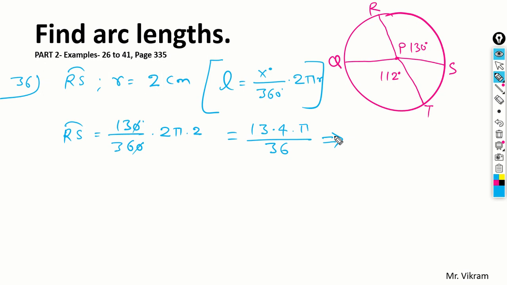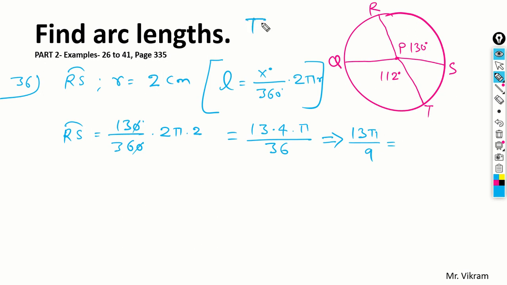Okay. So you know the value of pi. Pi value is 3.14. So if your answer is in numbers, then you put the value of pi. If it is in terms of pi, then just solve 13 multiply 4 divide 36. So then you will get 13 pi divide 9. But if it is not in this term, then you put the value of pi, which is 3.14.